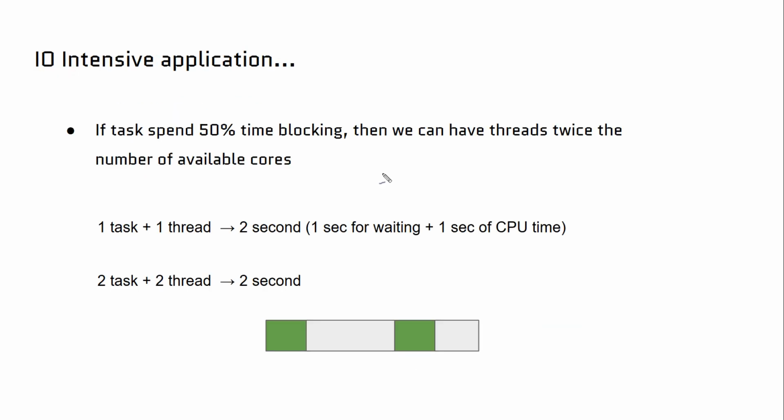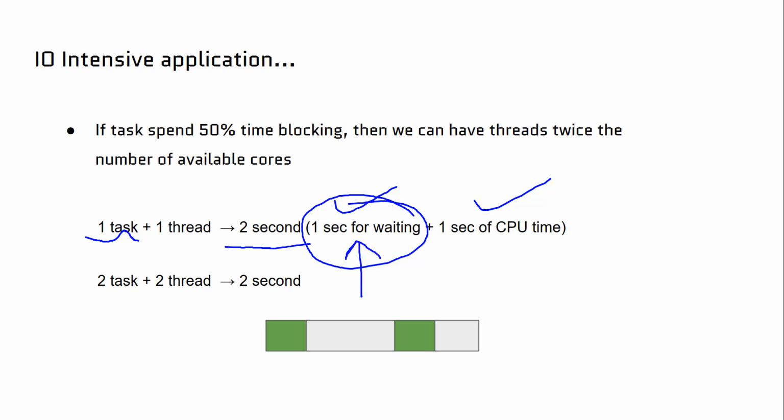Let's say that if a task spends 50% of its time blocking, then we can create another thread to execute another task. Consider one example. We have one task executed by one thread, and this complete operation takes 2 seconds. It is an IO operation. For 1 second, it is calling a database to fetch, let's say, employee details, and for 1 second it is doing some computation and taking CPU time. So for the 1 second it is waiting for the query result, we can schedule one more thread which can be executed during this time.